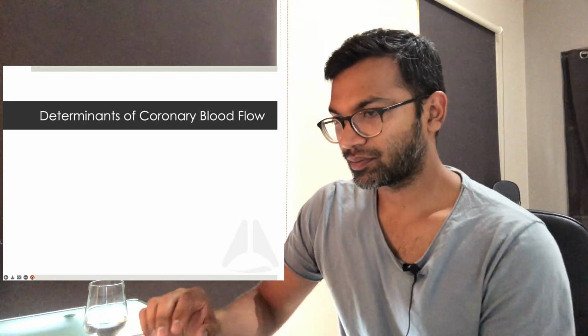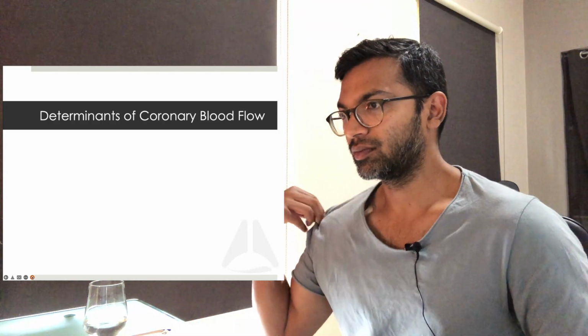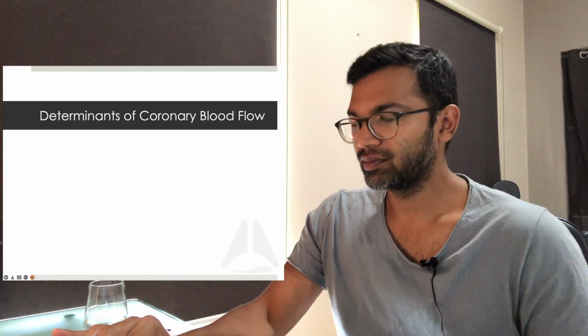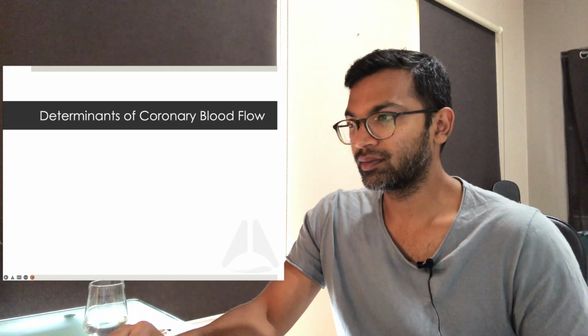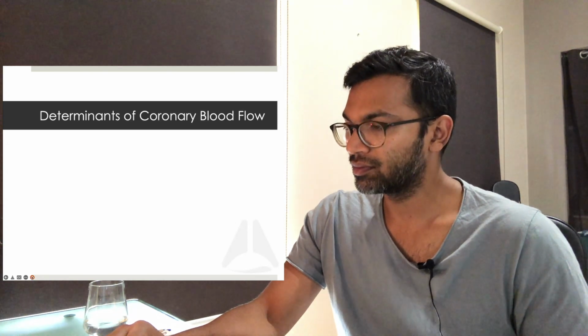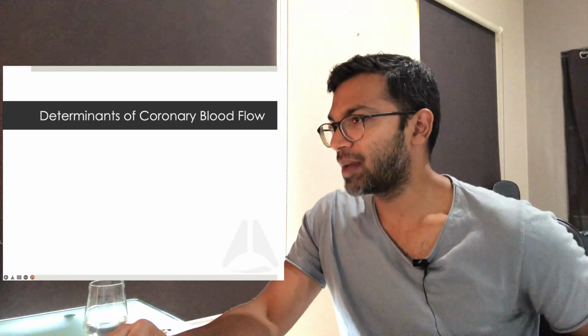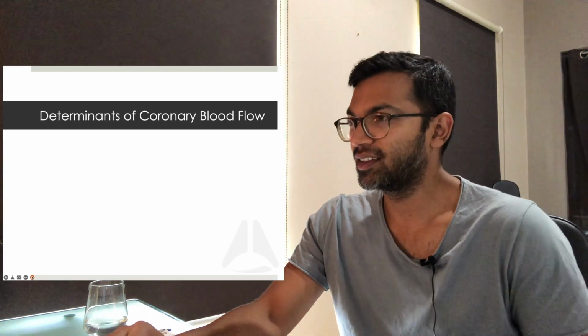So Starling resistor describes flow that is independent of the downstream pressure, and that's due to extrinsic forces applying external pressure to the flow through a vessel. Okay, give me examples of where a Starling resistor has an impact on an organ.